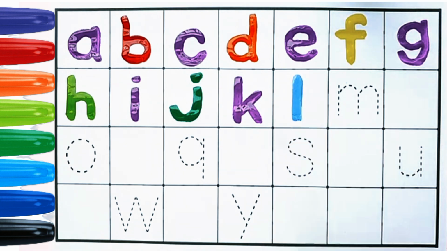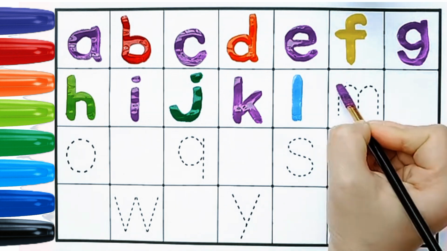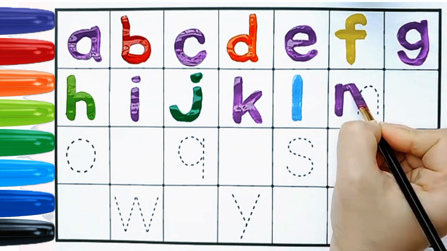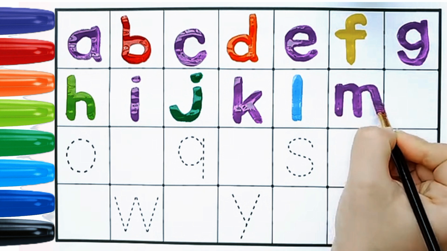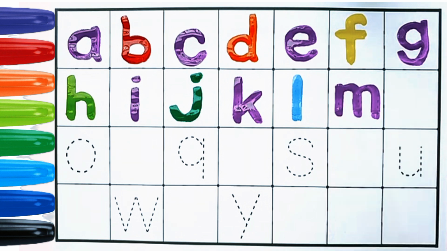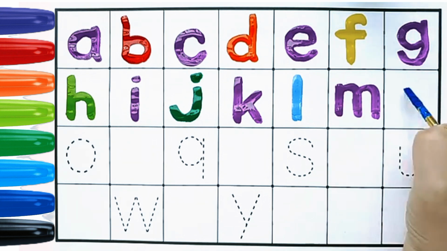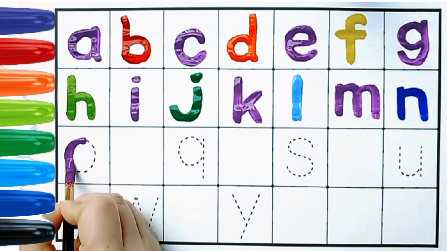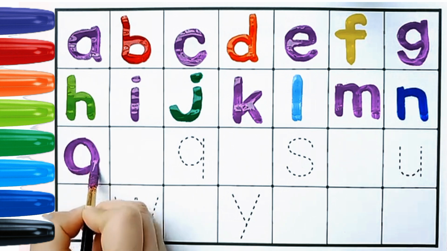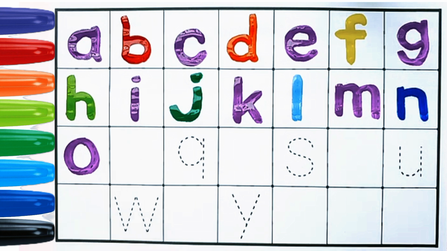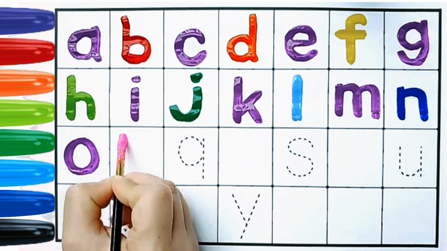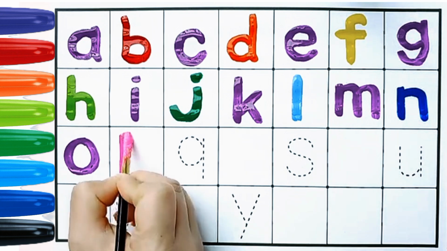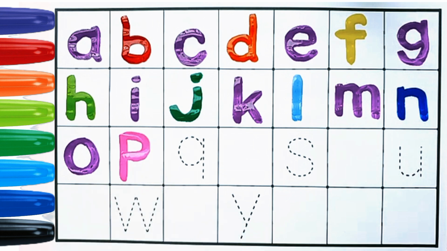L for lion. M for monkey. N for nest. O for ostrich. P for parrot.